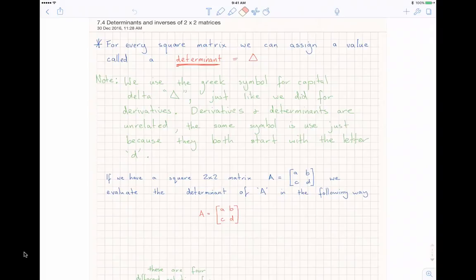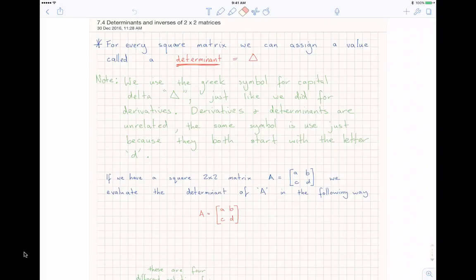Now we'll use the Greek capital letter delta again, so that's the triangle. It's exactly the same symbol that we used when we were looking at derivatives. No correlation between derivative and determinant here. It's only because they both begin with D that we use the symbol delta.